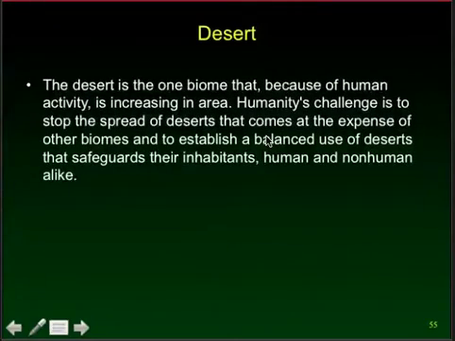The desert is one of the few biomes that's increasing its range primarily due to human activity, and our challenge is to stop the spread of the deserts that comes at the expense of the other biomes. If we establish a balanced use of deserts, we can safeguard their inhabitants, both human and non-human.